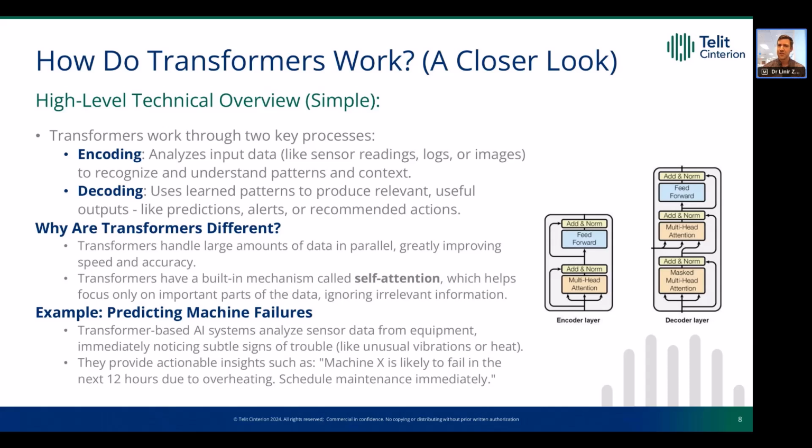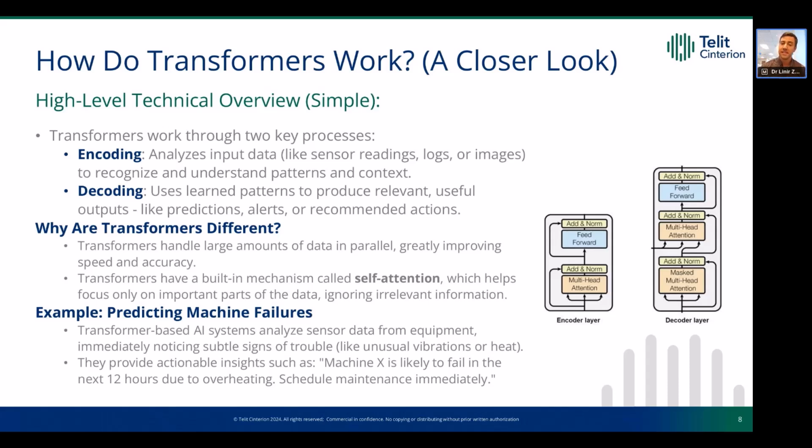I know it sounds not intuitive, and you're asking, wait, how does it know? It doesn't learn the data using encoding, but it is able to do it using decoding as well. I'm not going to get into it, but there can be multiple kinds of transformers. Why are they different? Transformers handle large amounts of data in parallel, greatly improving speed and accuracy. On the right side you can see these graphs with multi-head attention. Basically, it's running parallel processing on any single piece of data that it gets.